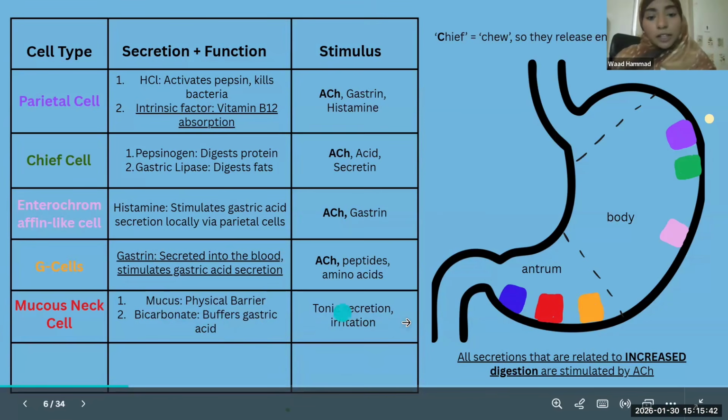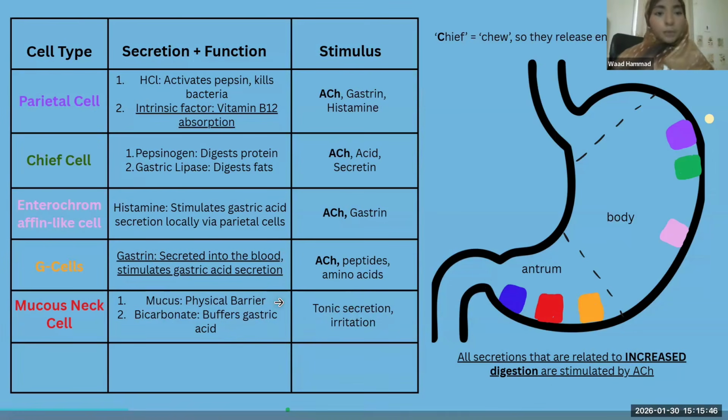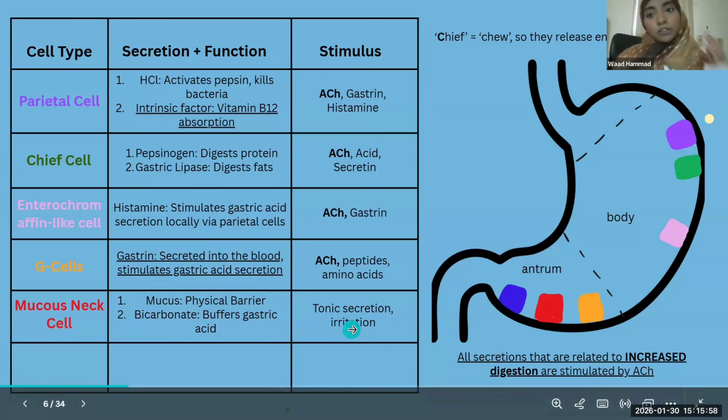And it has tonic secretion, so that means that it's never specifically stimulated. Our body doesn't say, mucous neck cell, you need to secrete mucus right now. It's just always being secreted because we always need that protection. But it can be increased by irritation. If our stomach is being very irritated, our mucous neck cell can release more mucus.